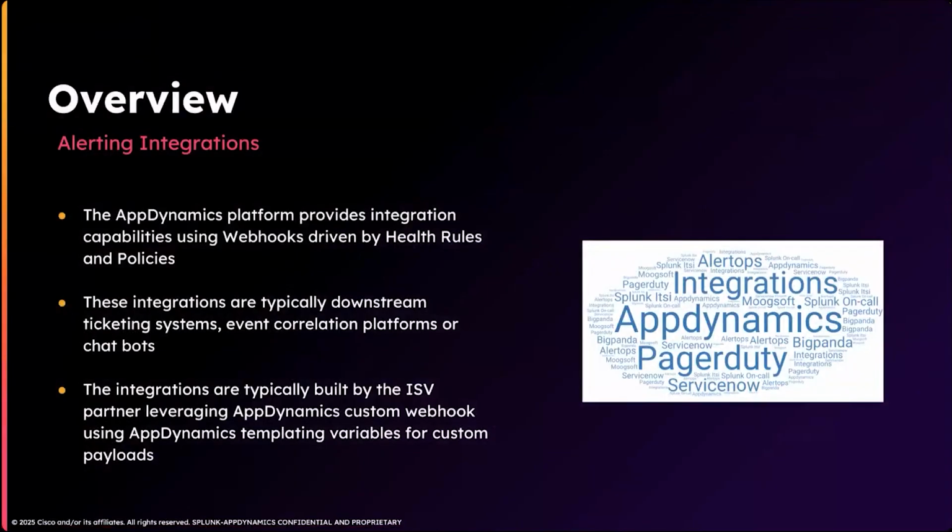So, alerting integrations. The AppDynamics platform provides integration capabilities using webhooks driven by health rules and policies. These integrations are typically built by downstream partners, including partners that build ticketing systems, event correlation platforms, or chatbots. The integrations are typically built by the ISV partner leveraging the AppDynamics custom webhooks using these templating variables that we're going to deep dive on. And there are a lot of partners out there that have built these. You see on the right-hand side, there's a word maze of some of the integrations that are out there that were built by some of our partners.